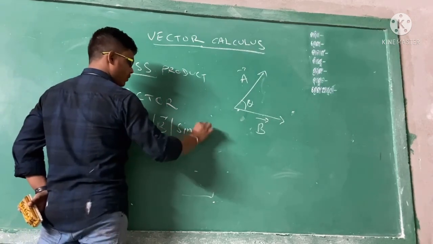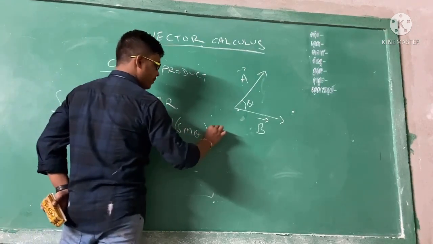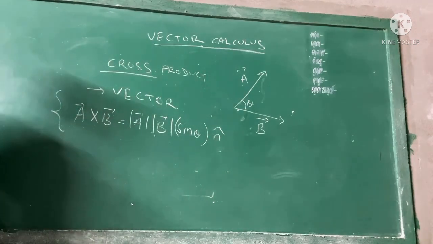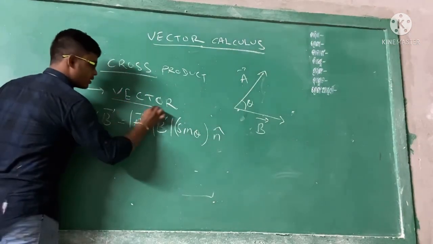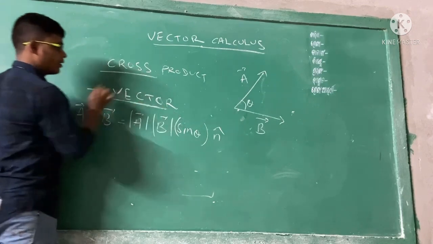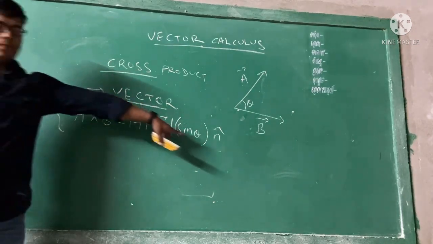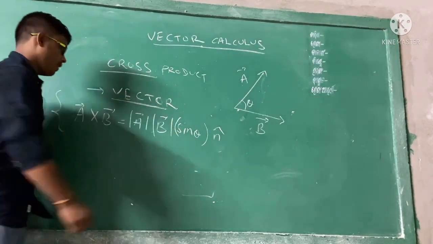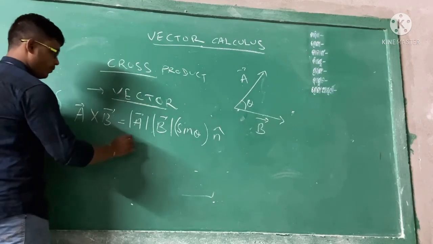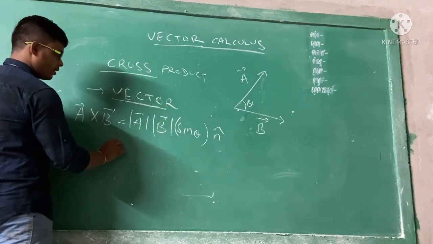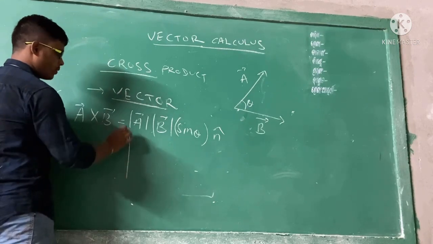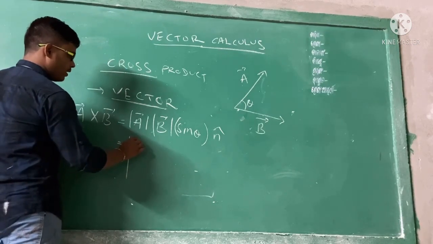So what is the formula? A magnitude, B magnitude into sine theta into n cap. There was cos theta in the dot product, but this is a vector, that's why we have given n cap. Remember, the n cap is given due to the vector only. So A cross B is A magnitude, B magnitude, sine theta into n cap.